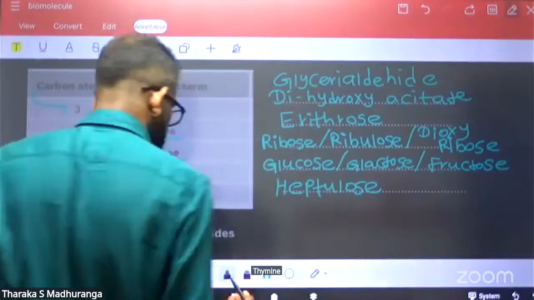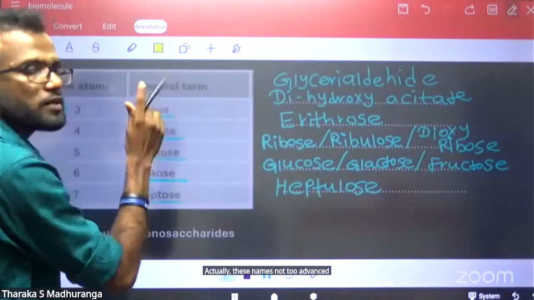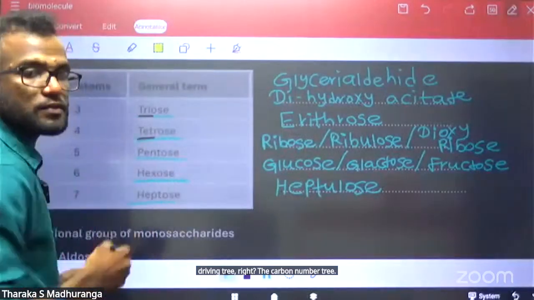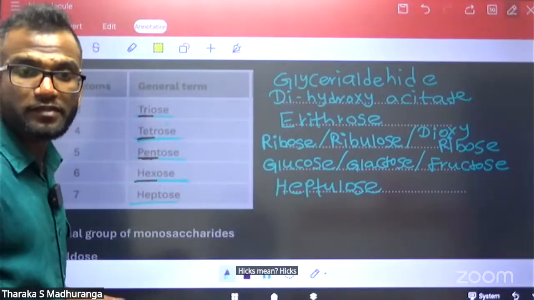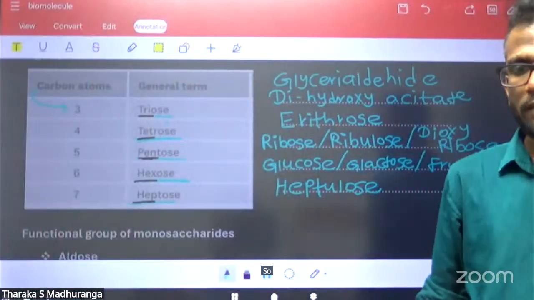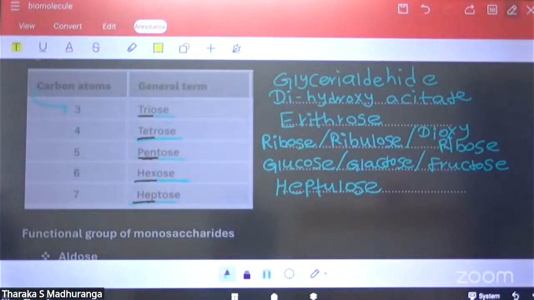Actually, these names are not too advanced. Tri is 3, tri means carbon number 3. Tetra 4, penta 5, hexa 6, hepta 7. Clear? How do we classify them? According to the number of carbon.